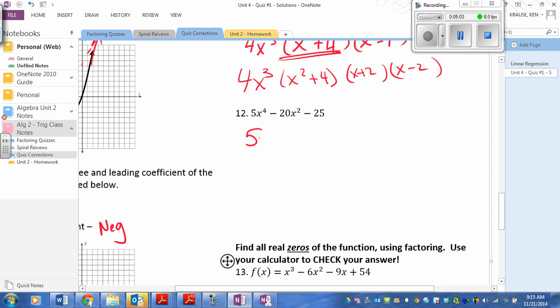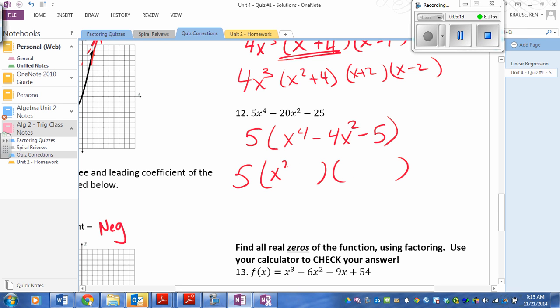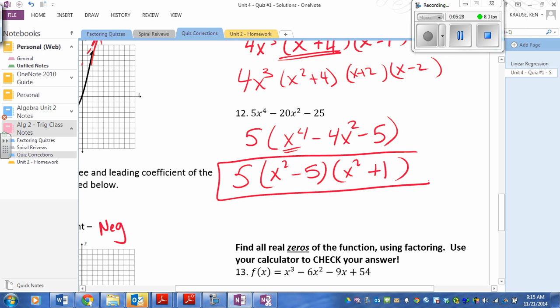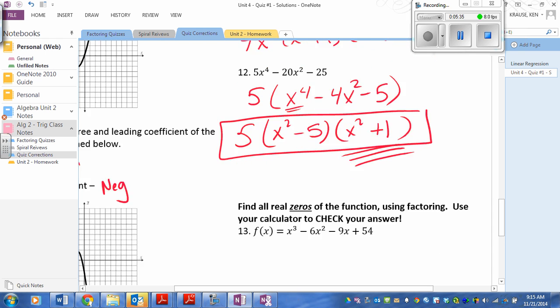Again, we'll take out a GCF, it's 5, and I'm left with x to the 4th minus 4x squared minus 5. Well, I can factor that. Oh, squared, because I took out the 5. So 5, x squared and x squared are x to the 4th. And minus 5 is easy. That's just minus 5 and plus 1. Well, I can't do anything more with that. This is not the difference of perfect squares, it's the sum of perfect squares, and that's nothing. And it didn't ask me to solve it, so I'm finished.